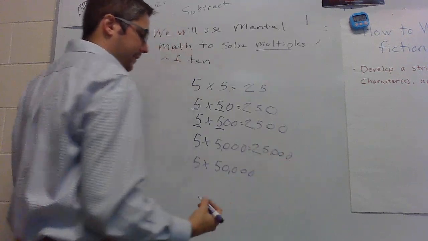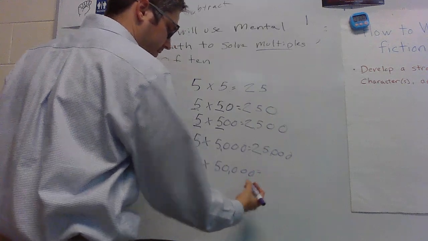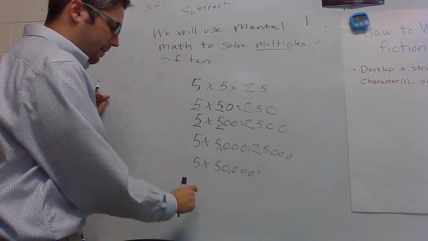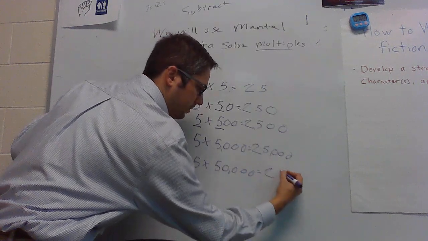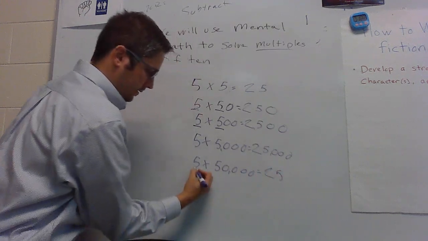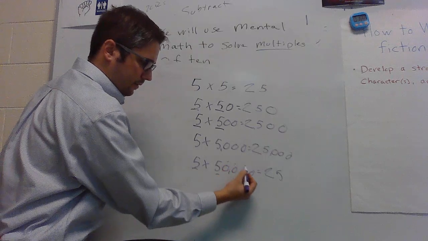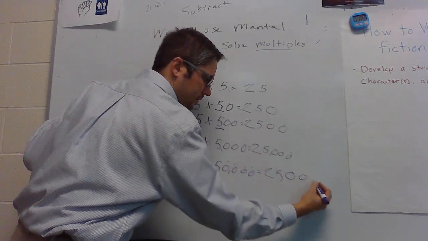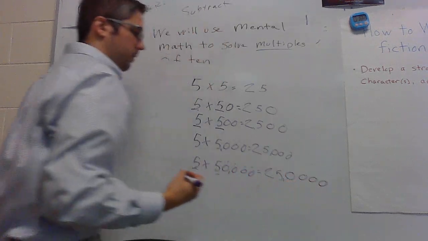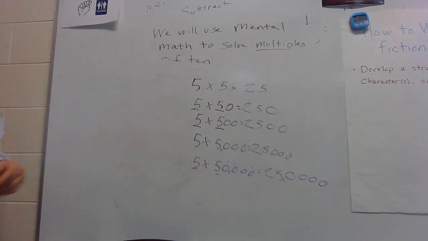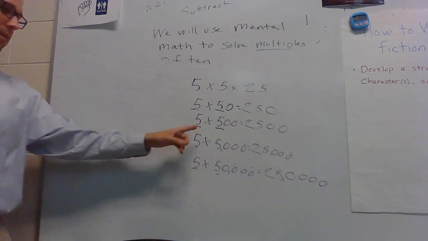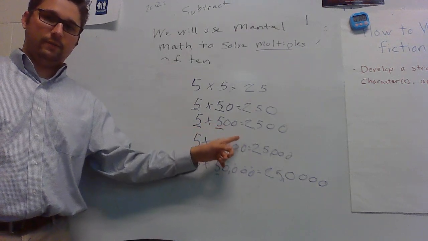I wish my math teachers in 4th and 5th grade would have shown me this strategy. I would have been a better mathematician when I was younger. 5 times 5 is 25 in that root fact. Add the zeros, 1, 2, 3, 4. 25,000.